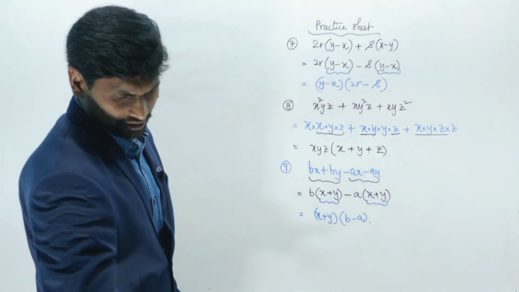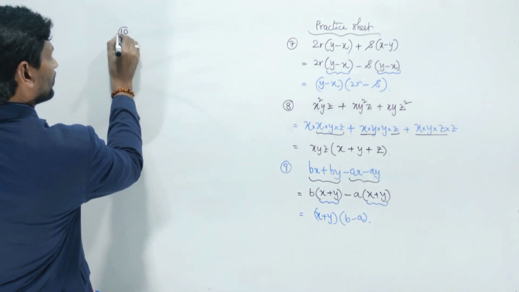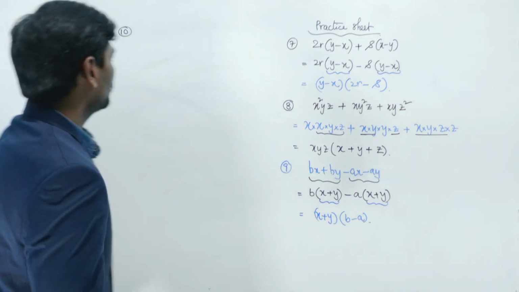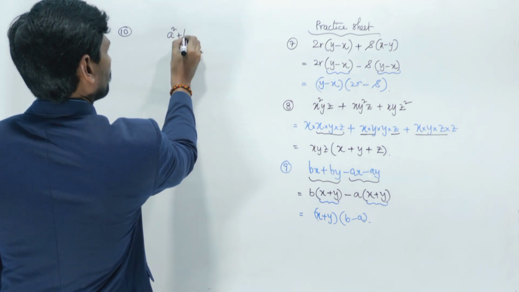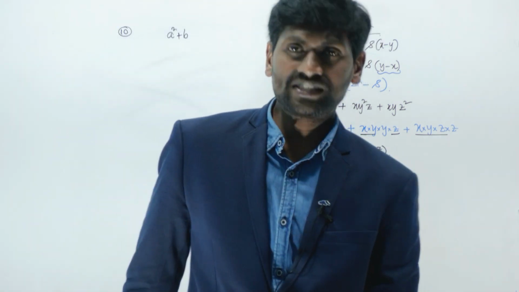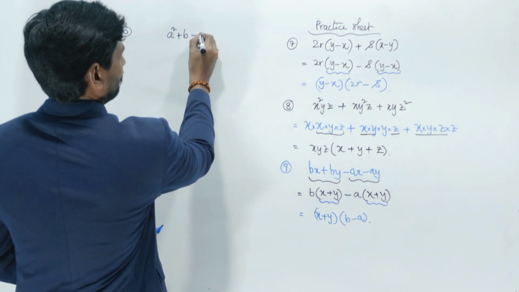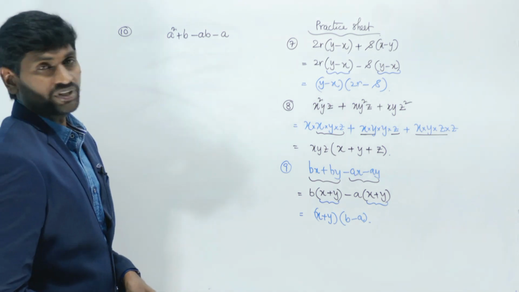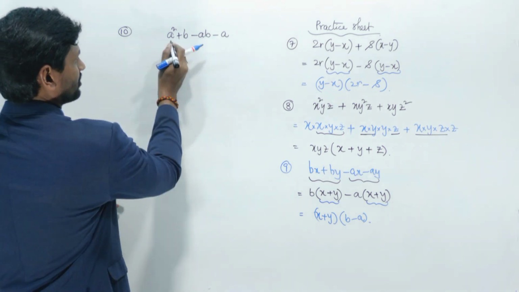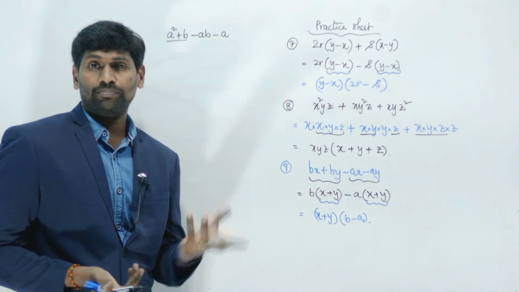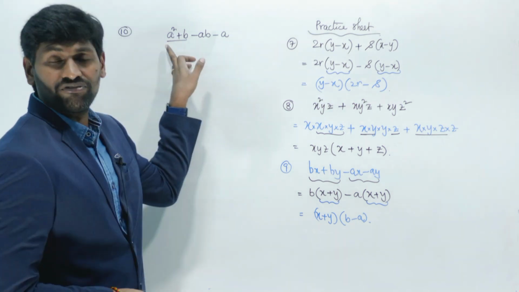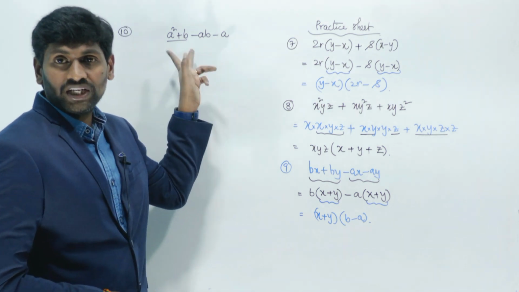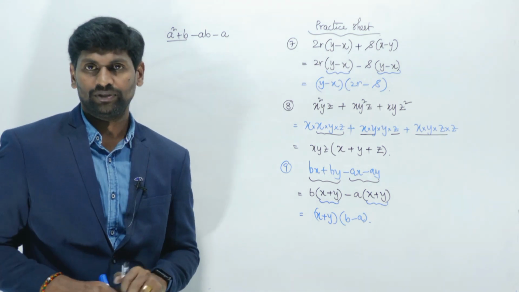Yeah, let us see problem number 10. The 10th problem is factorization of a square plus b and minus ab minus a. Now observe here, in the first term and second term, I did not find any common factor because of different variables. A square has the variable a, and the second one has variable b. Both are different variables, so we cannot take any common factor between them.